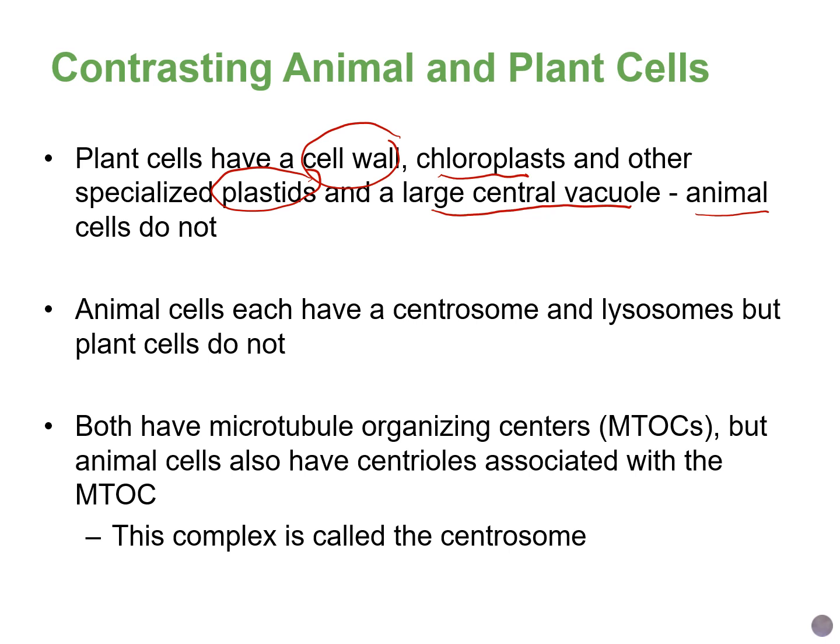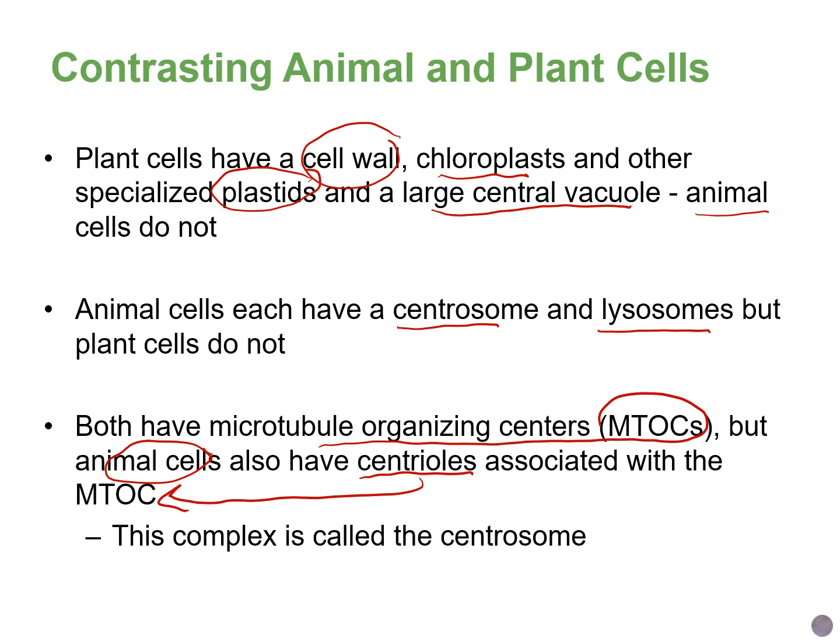Animal cells have something known as a centrosome, and we also have organelles called lysosomes, but plant cells in general do not have those. And both animal and plant cells have structures called microtubule organizing centers, or MTOCs, but animal cells have something called centrioles that are associated with the microtubule organizing center, and these centrioles are organized into a location or a structure called the centrosome, and plant cells do not have this.